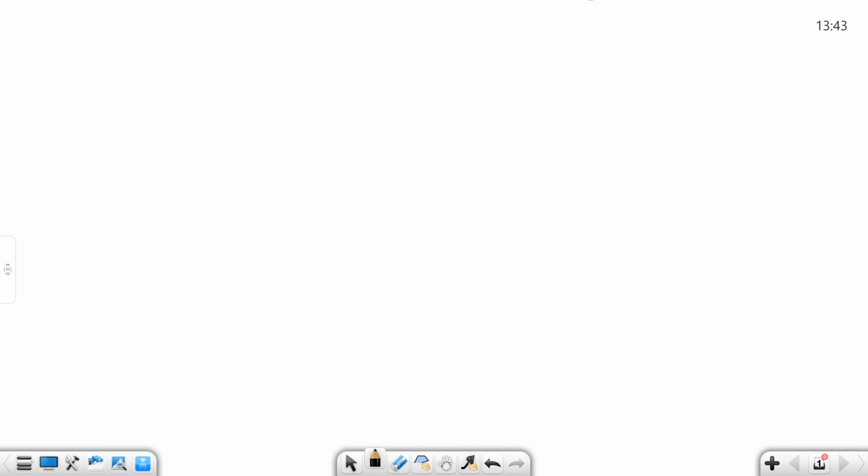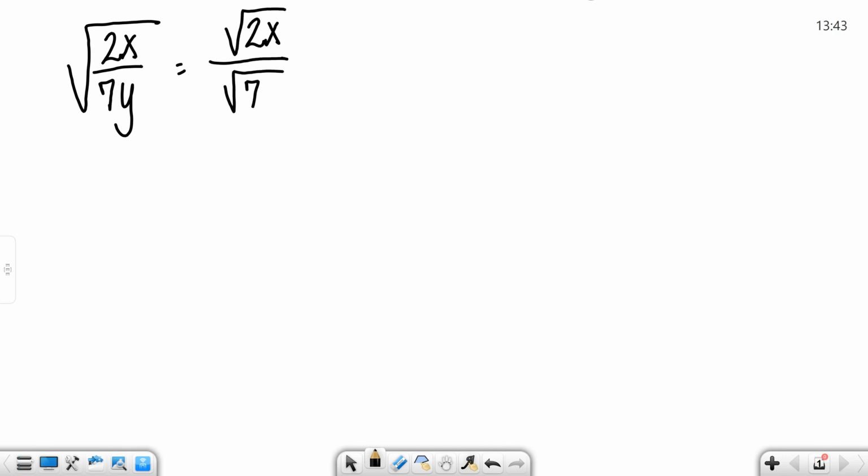All right, let's try another one, and go back to a square root. All right, so we're still rationalizing. Well, the first thing I'm going to do is split it up. Square root of the numerator, square root of the denominator. Now, the square root ones are the easy ones. Those are the ones we like. We're going to multiply the numerator and denominator by the square root of whatever that denominator is right there, that square root of 7y. Square roots are the easy ones.